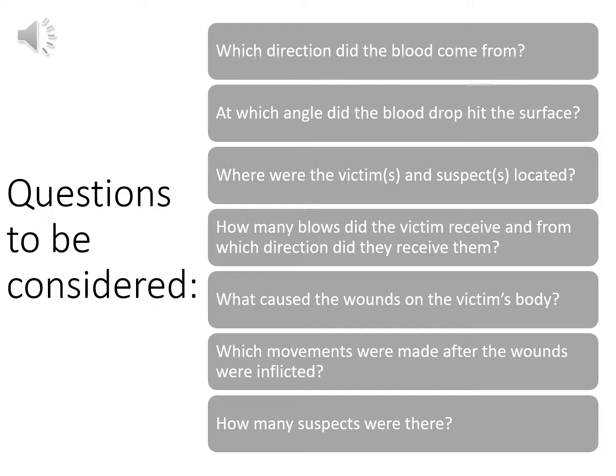And then how many suspects were there? Did this look like a single suspect scenario, or were there multiple suspects? Again, if we find blood of suspects, then we assume that our victim got in at least some defensive wounds, and then we'll have even more to consider as we look at blood stains that might be suspect and victim blood stains.